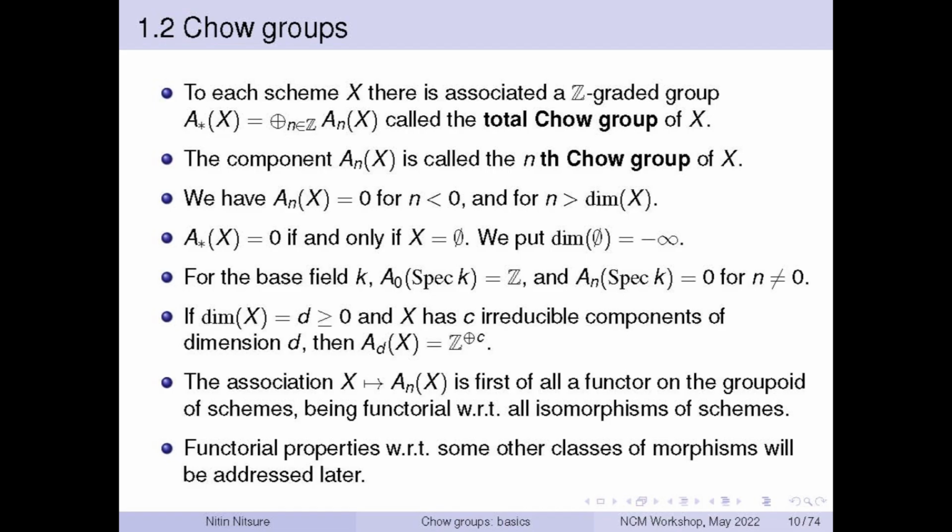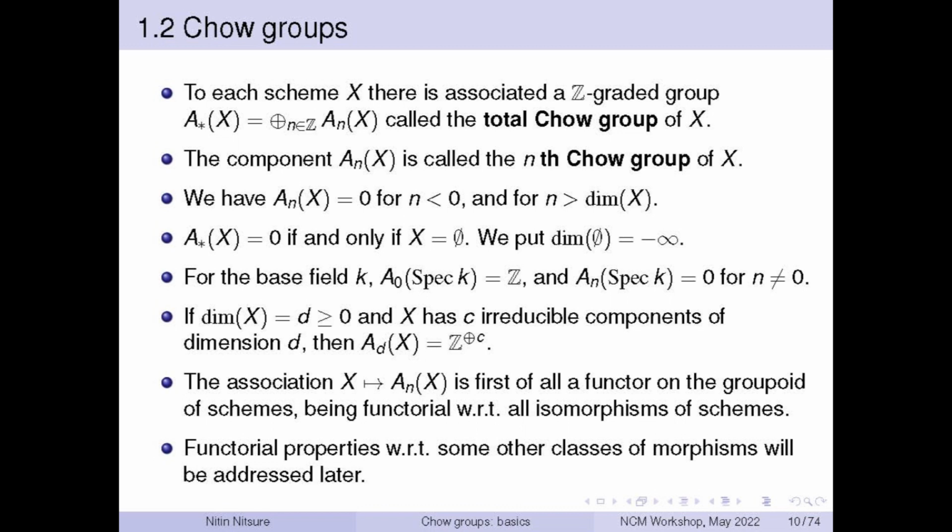Now what happens for a field? Whenever we set up a homology theory, this is a very interesting basic question: what is the homology of a point? So here's the answer. For a base field, the 0th one is Z, and all the others are 0. This is like your singular homology of a one-point space in this respect.